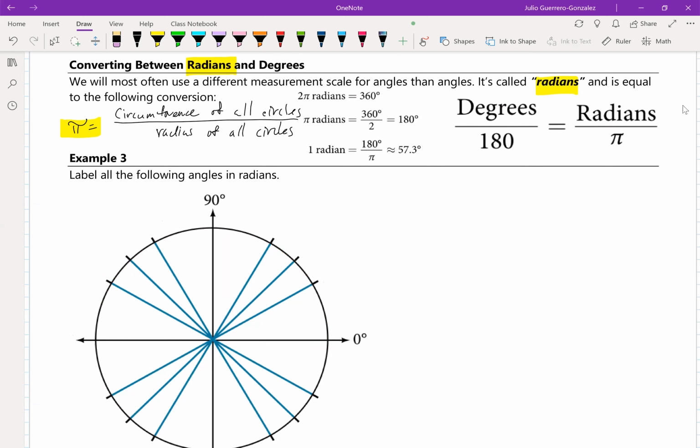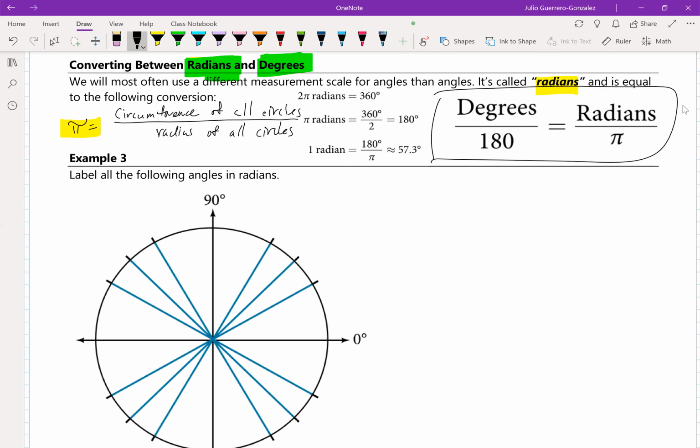Okay, there's only two ways actually to measure angles. One we've already seen. It is just plain old degrees, which is fine, right? And then the other one is the radians. And that's the thing that we're going to do now. And the way that you convert between the two is right there. Okay.